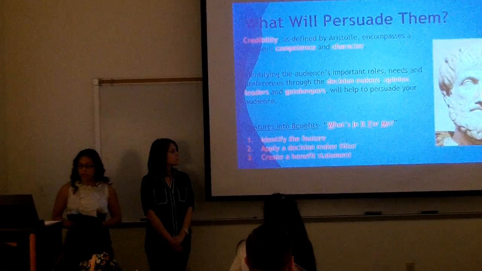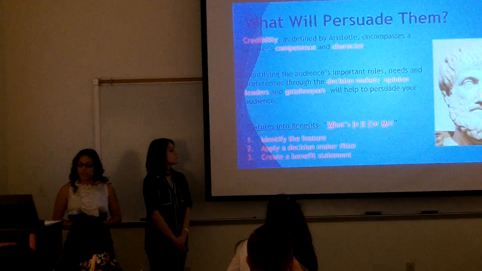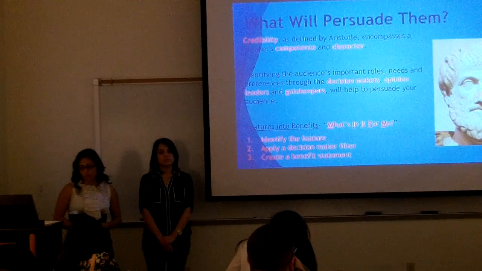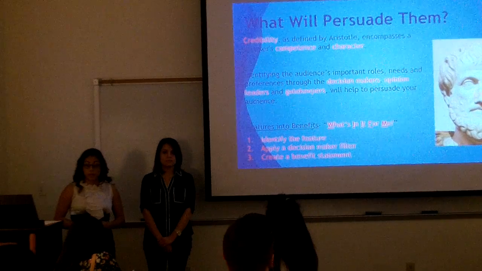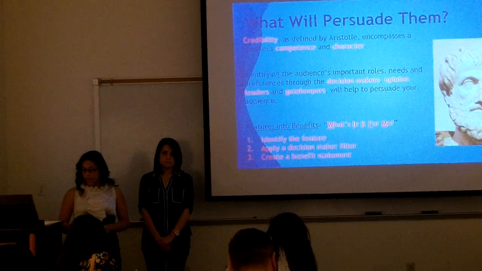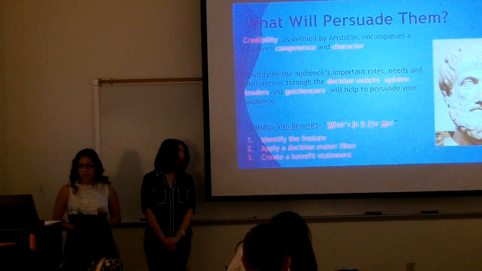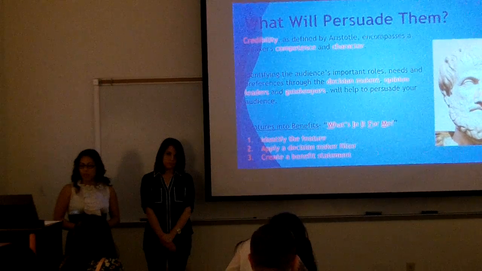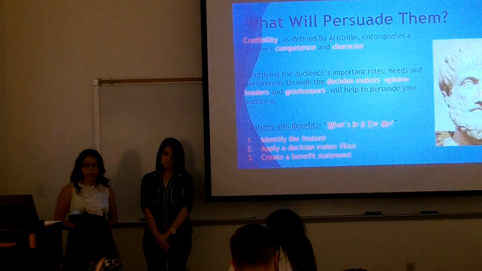Another key tool used when trying to persuade your audience is turning a feature into a benefit. So we must ask, what's in it for me? In order to answer this question, you must follow 3 steps. You must first identify the feature, then apply a decision maker filter, and last, create a benefit statement. Following these 3 steps will help with answering the question, what's in it for me, and will also help to persuade your audience.